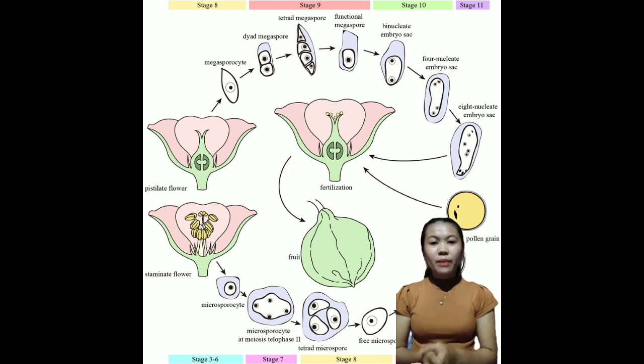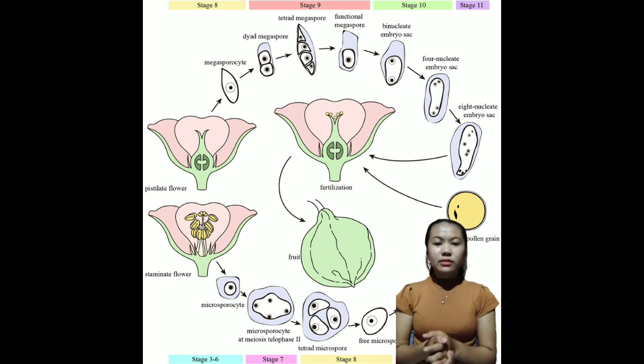reproduction. Gametogenesis is defined as the biological process in which the formation of gametes takes place. The formation of gametes takes place in the reproductive cells of the androecium and gynoecium.